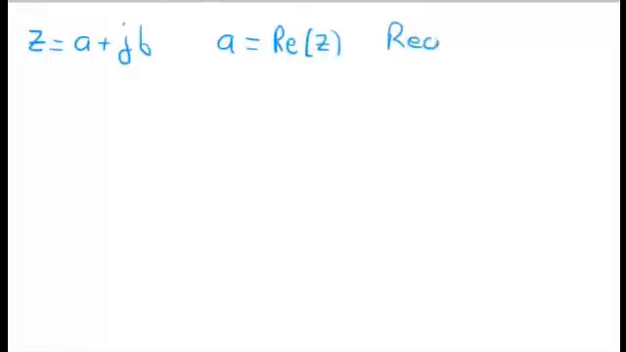Since we're just getting started with complex numbers, we'll need to define a few more things. So if I have a number Z equals A plus JB, then I'll call A the real part, and I'll denote it like this, real part of Z. That's the real part. And I'll call B the imaginary part of Z. That's the imaginary part.